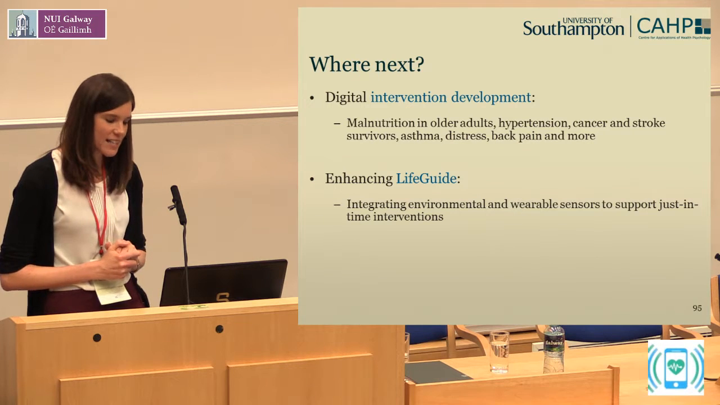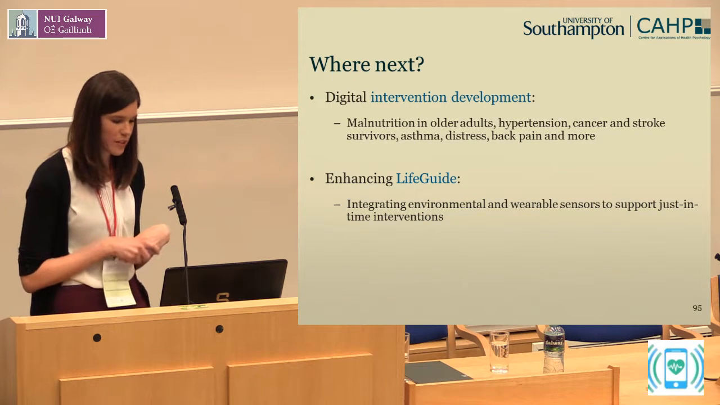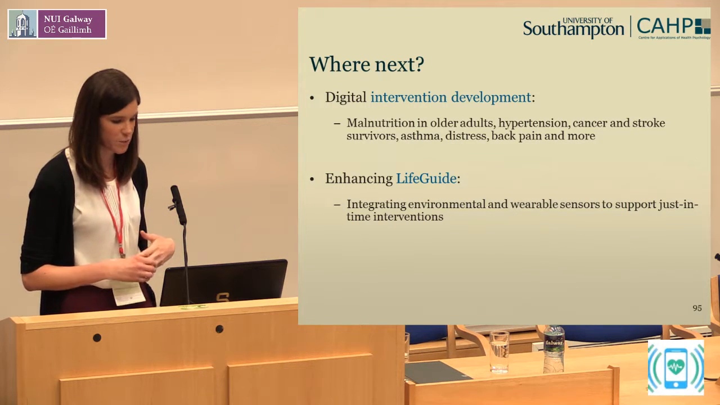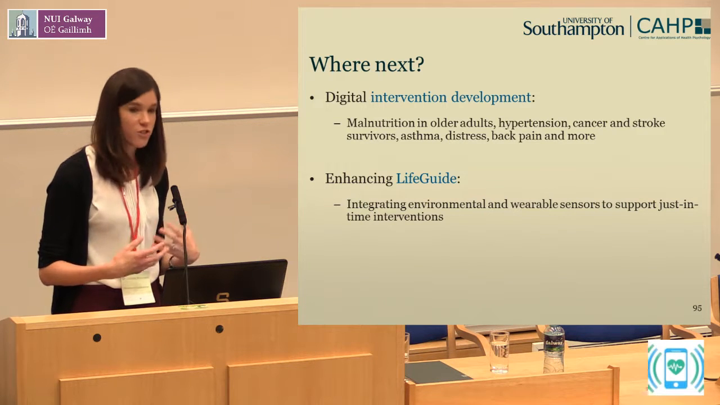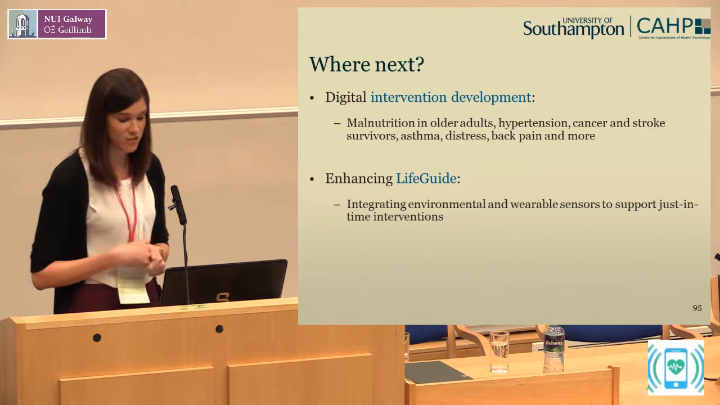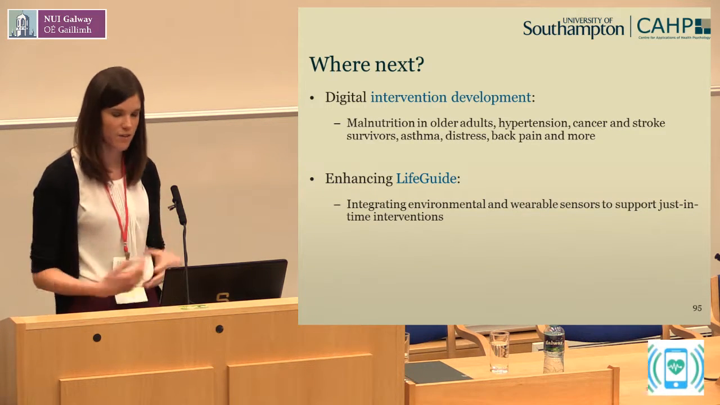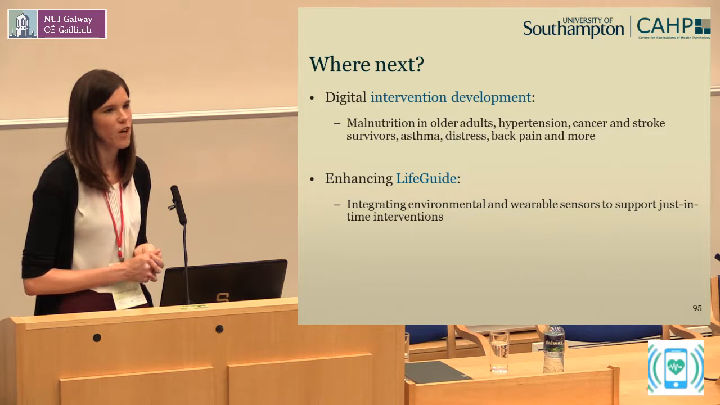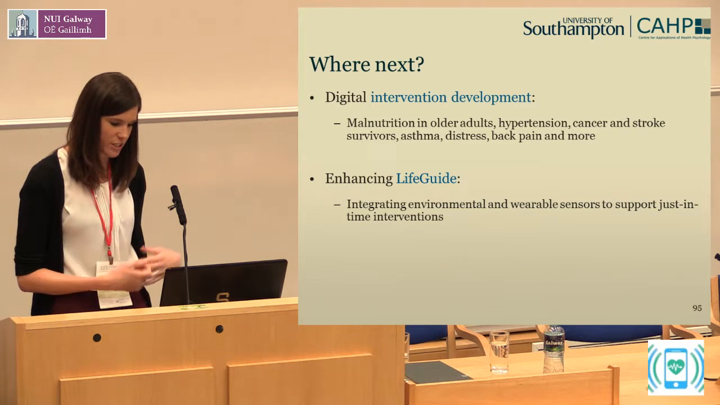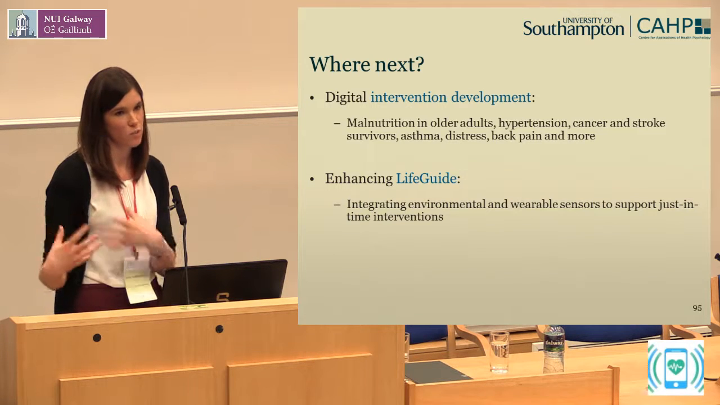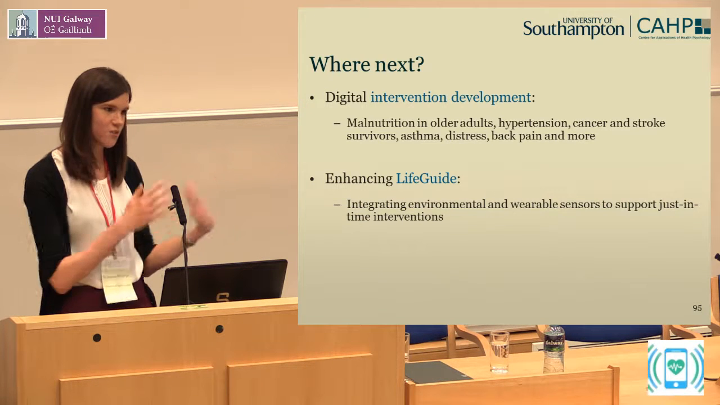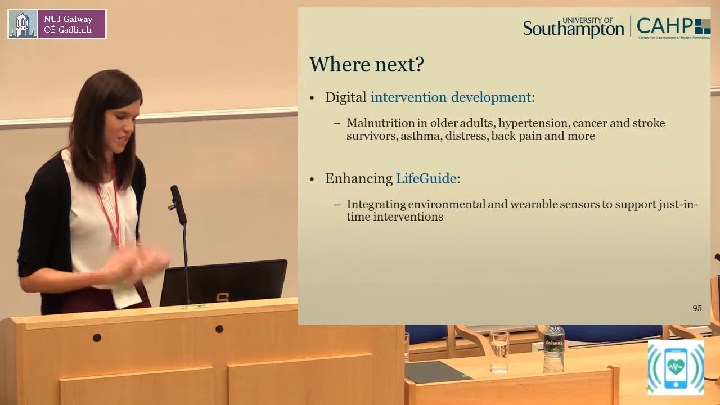In terms of where we're going next, with LifeGuide and the person-based approach, we're continuing to develop new interventions to support unmet health needs. So we have various projects including screening and treating malnutrition in older adults, hypertension management, self-management in cancer and stroke survivors, asthma, distress, back pain, and various other conditions. We also have projects in the pipeline to enhance LifeGuide and its capabilities further, and in particular we're interested in being able to integrate environmental and wearable sensors to support the development of just-in-time interventions, because we're aware that LifeGuide's not really kept pace with the rapid advancement of technology, so we're going to do some work to sort that out.